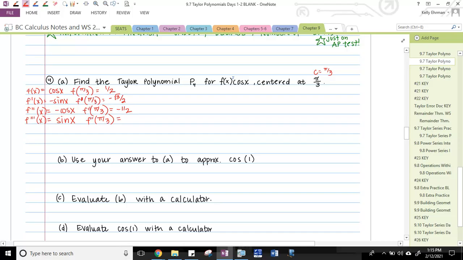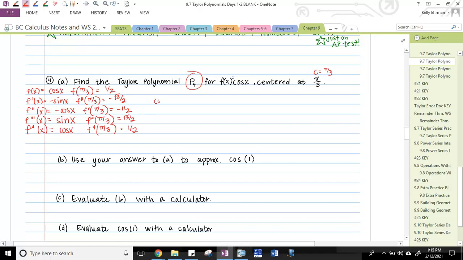Sorry, my tick marks aren't matching up. Third derivative of that at pi over 3. So sine of pi over 3 is positive radical 3 over 2. And finally, 4th order, so 4 derivatives. Remember, 4 derivatives should get you back to the original equation. Derivative of sine is cosine, which is where we started, so that's a good sign. And so the cosine of pi over 3, we're back to positive 1/2.